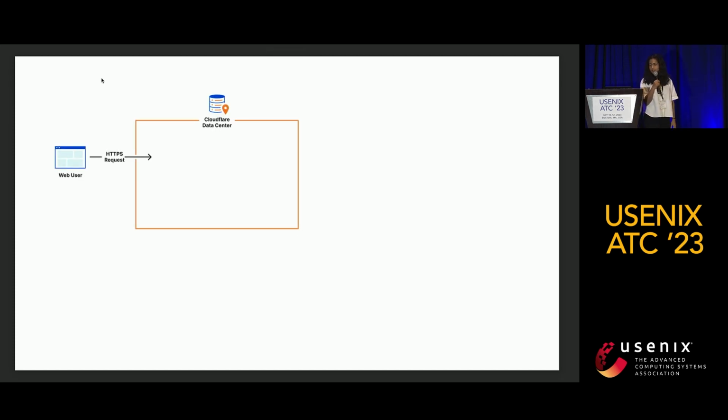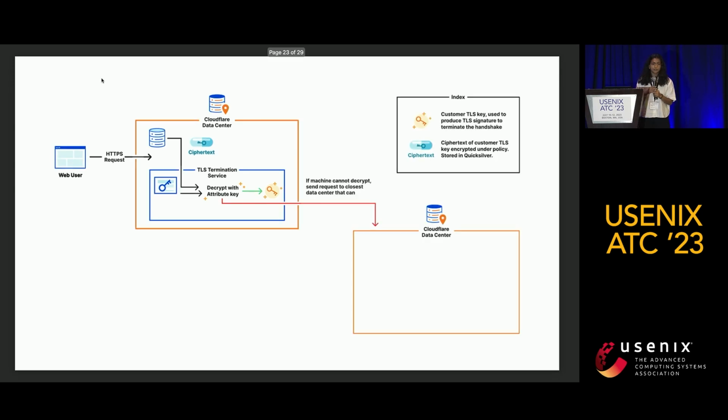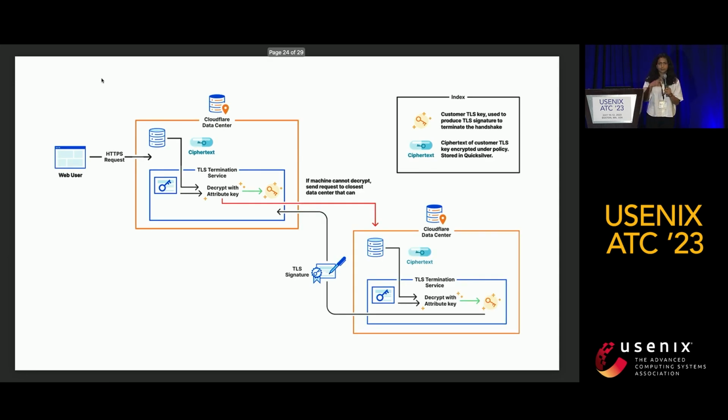Decryption. When a user is trying to access some website, they make an HTTPS request, and this request lands at the Cloudflare data center that's closest to it. There's a TLS termination service there that first tries to fetch the ciphertext from Quicksilver, which is the encrypted version of the customer's key for the website the user is trying to go to. If it has the right set of attributes, it's able to decrypt that and therefore do the signature and terminate the handshake. But if not, it will proxy that request onto a data center that does have the right set of satisfying attributes, and whoever is able to decrypt the key terminates the handshake.